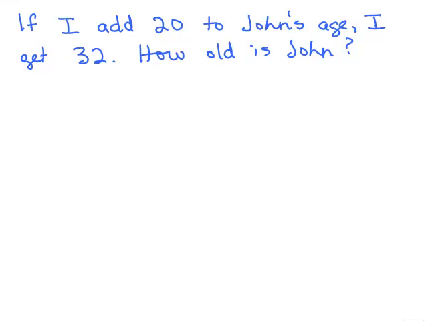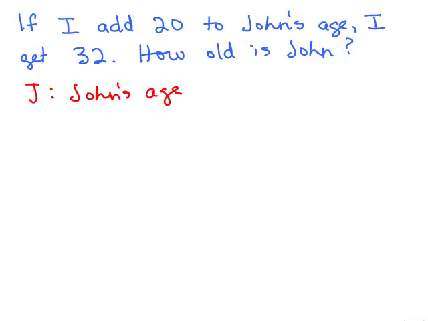So here's one. If I add 20 to John's age, I get 32. How old is John? All right, the key is to read the problem and then see what you're looking for. How old is John? So we're looking for John's age. So let's set up a variable. Let's call it J. That'll be John's age. Now you could use X if you want.